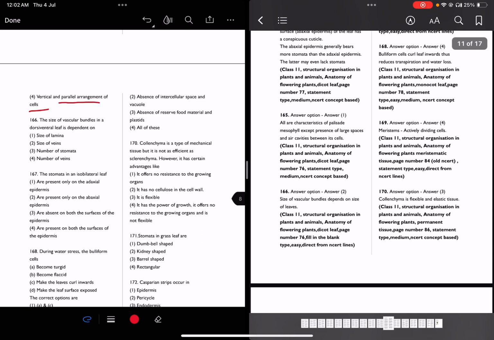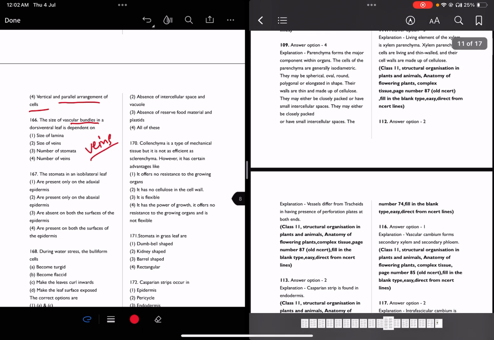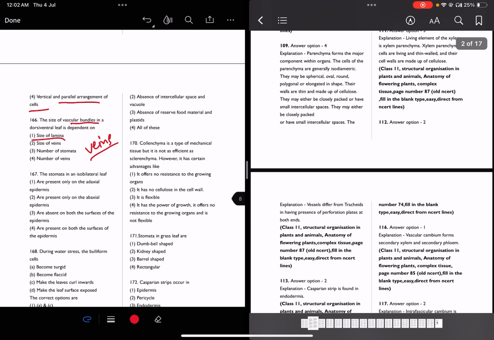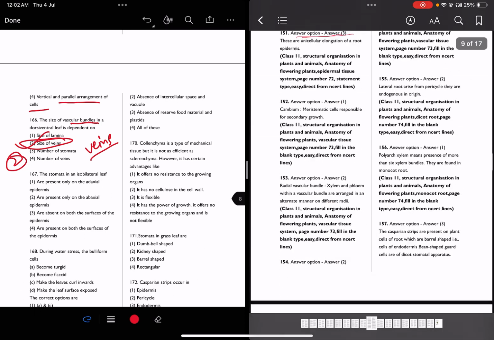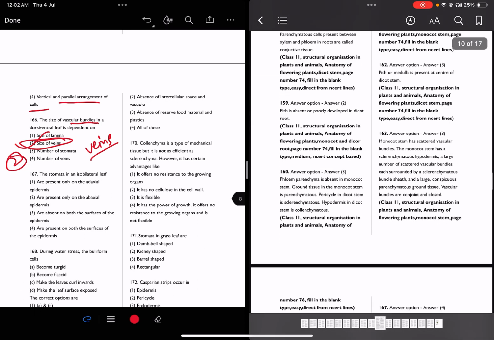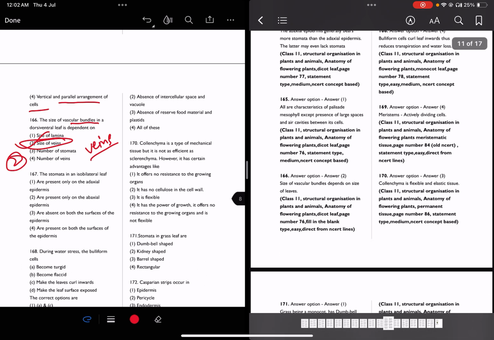Question 166. The size of vascular bundles in a dorsiventral leaf is dependent on size. Size always depends on the veins. When we talk about size, it depends on the veins. So the answer is option 2. The size of the vascular bundle depends on the size of the leaves, and the size of the leaves is the size of the veins.